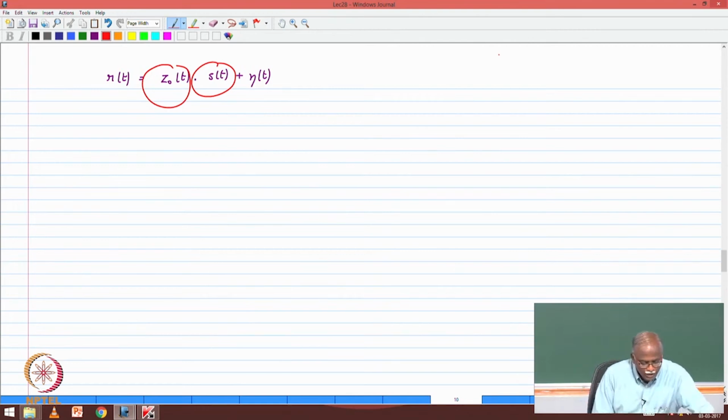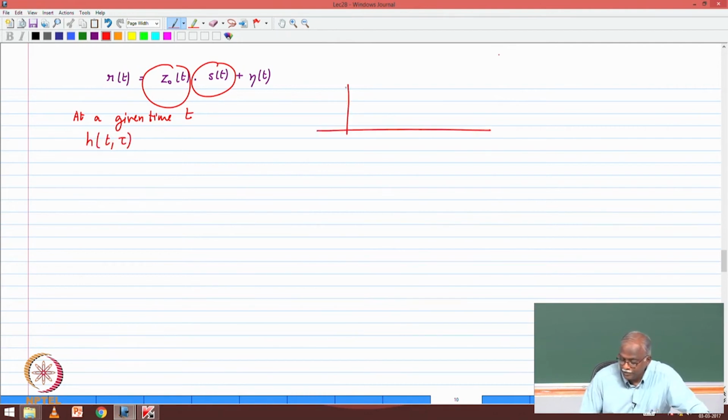Now, if I freeze my time at a particular instant of time t, I have a channel which is given by h of t comma tau. I can visualize this channel as some coefficients that are the channel response coefficients. Now, this is a function of tau. This is the delay dimension.